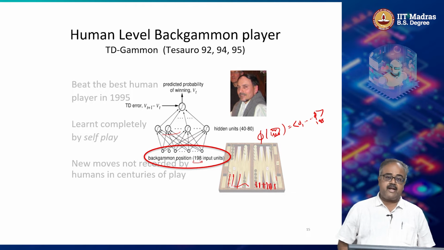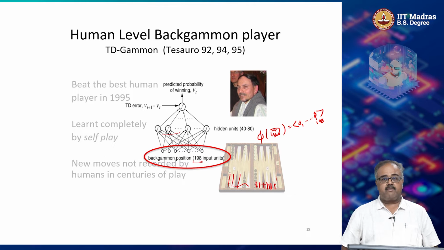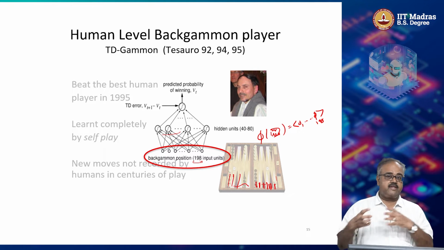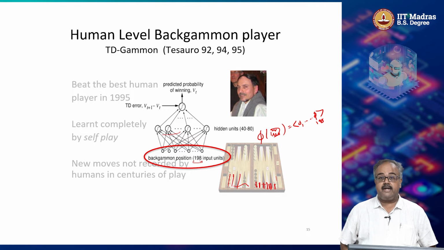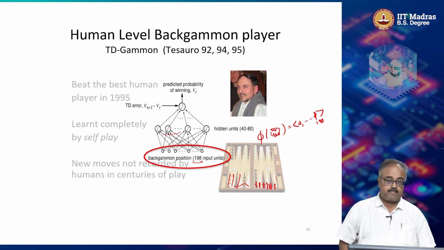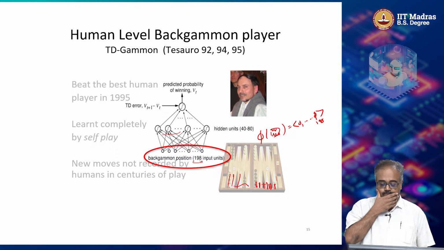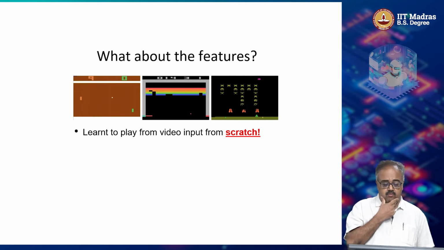The same 198 dimensional features that Jerry Tesauro developed for Neurogammon. So, it used the same set of features over here, but the whole training here was done through TD error, and it did way better than what supervised learning could do. Okay, this is great. So, what about Atari, right?